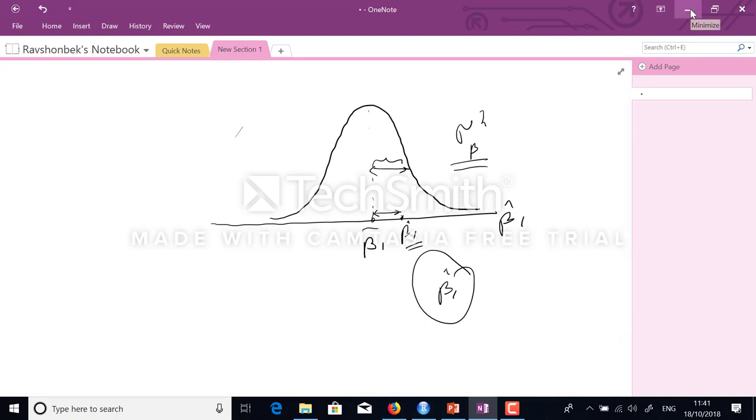And then the next step is the significance testing, hypothesis testing. So we are at the moment figuring out how to estimate the variation of the betas. Yes, go on.